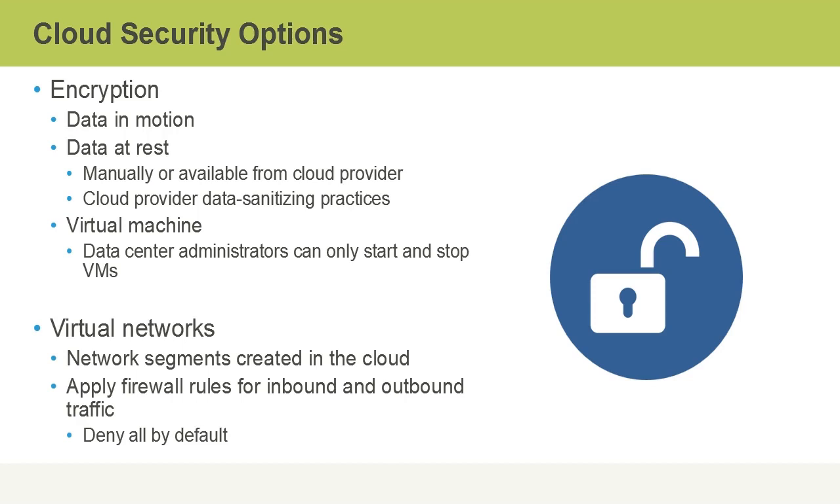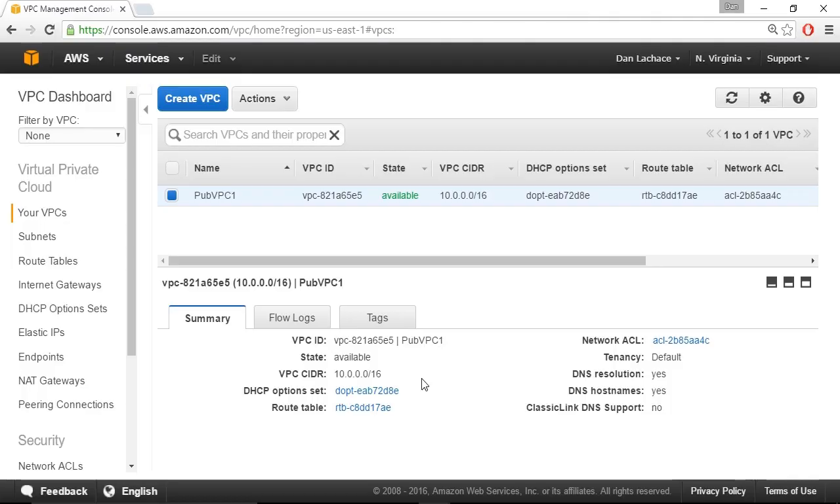Virtual networks are similar to creating a real network on premises, except it's done in the cloud on provider equipment. So, this is a network segment created in the cloud. We can also apply firewall rules for both inbound and outbound traffic. Ideally, you want to configure those rules, if they're not already done this way, to deny all traffic by default. You can poke holes in that firewall for only what is needed. Whether you're using Microsoft Azure, Rackspace, or in this case, Amazon Web Services, they all have similar options. For example, here I've got a public VPC or a virtual private cloud. This is just a virtual network in the cloud.